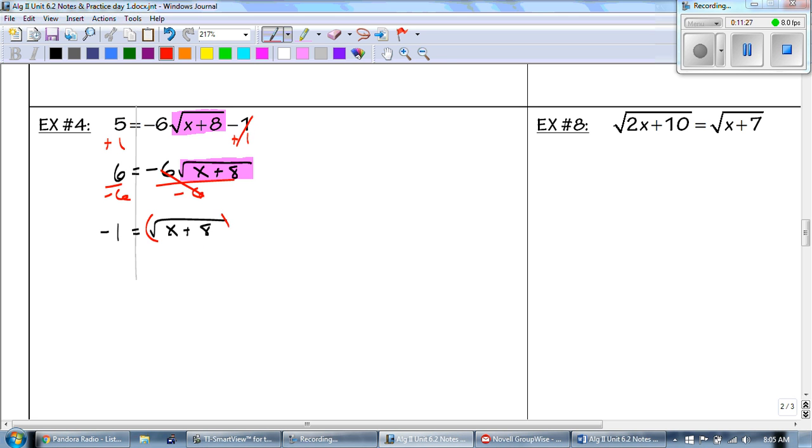And then to cancel the square root, I need to square both sides. Remember, we already talked about it. -1 squared is 1. And then to get the x by itself, we subtract 8 from both sides. And 1 minus 8 is -7.